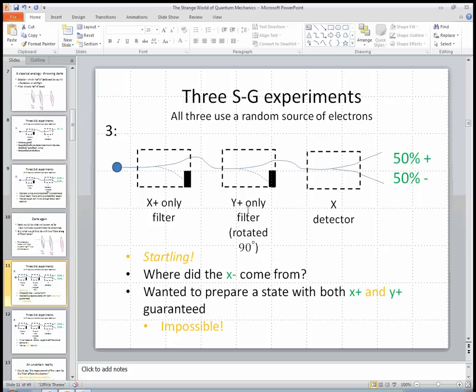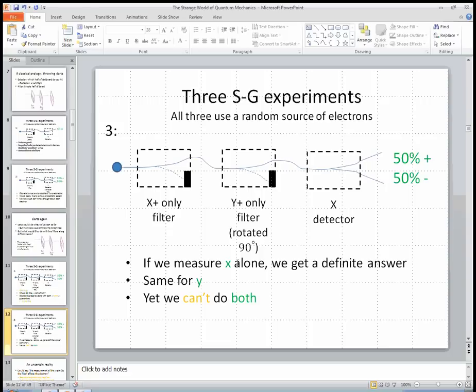And it's not just in this particular situation. It's in every other situation where you could imagine trying to do this. People have discovered that it's impossible to do that. So here's another way to say it. If we measure the x spin alone, this property of whether the spin is more towards the x plus direction or the x minus direction, we can get a definite answer. The same is true separately if we try to measure the y spin. Is it more in the plus y direction or the minus y direction? But we can't do both simultaneously.